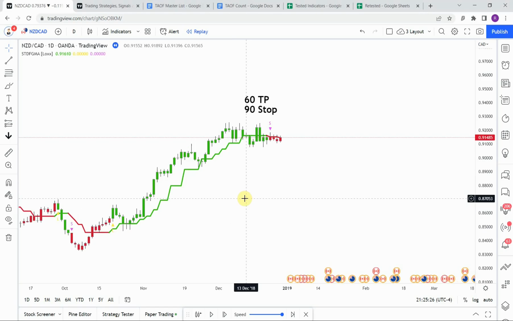Today we will be testing the STD filtered Gaussian moving average.